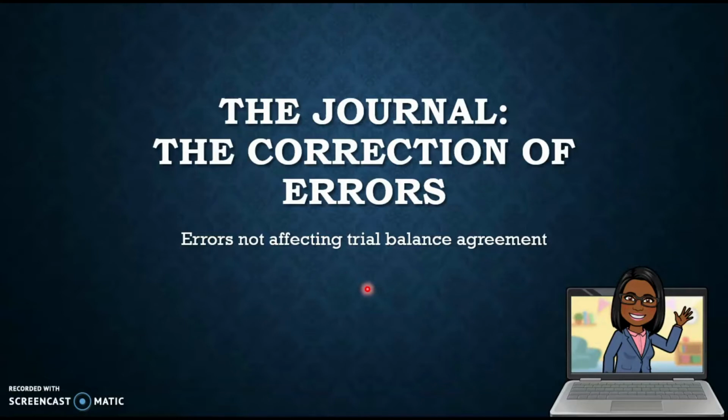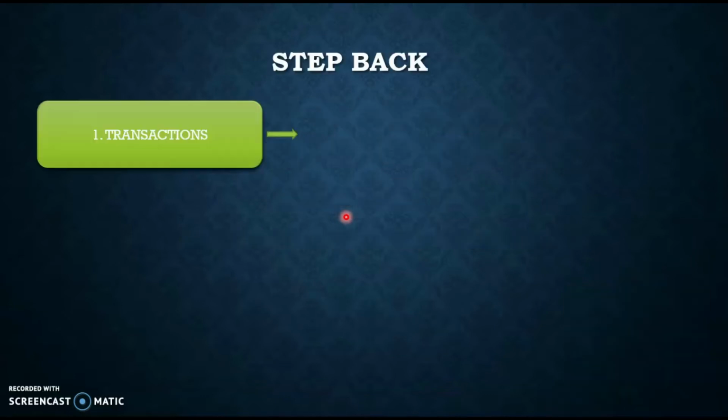Today we'll be looking at the journal, also known as the general journal. We'll be focusing on the correction of errors, and the errors that we're referring to are the ones that will not affect the trial balance agreement. But before we get into that, let us take a step back.